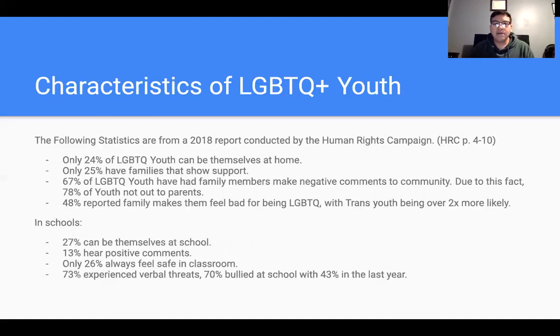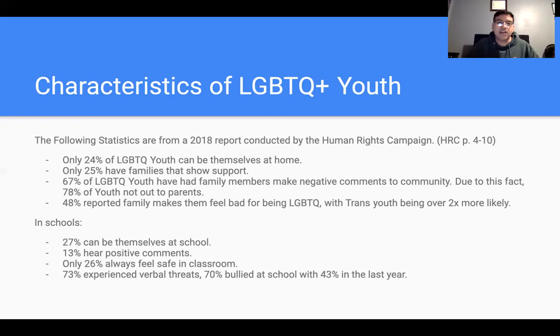Furthering statistics from the Human Rights Campaign in a 2018 report, only 24% of LGBTQ youths can be themselves at home, and only 25% have families that show support. 67% of these youths have had family members make negative comments towards the community, and 78% are not out to their parents, which is quite a bit. 48% reported families make them feel bad for being LGBTQ, and the trans community is over 2 times more likely to have this negative representation.